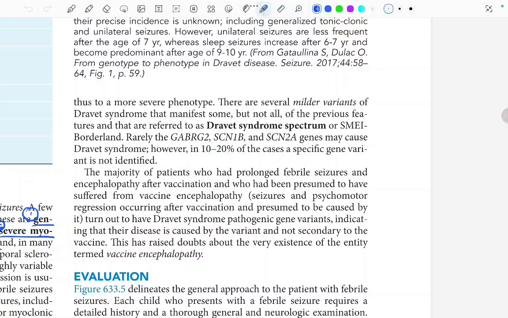The majority of the patients who had prolonged febrile seizures and encephalopathy after vaccination, and who had been presumed to have suffered from vaccine encephalopathy, seizures and psychomotor regression occurring after the vaccination and presumed to be caused by it, turn out to have Dravet syndrome pathogenic variants, indicating that the disease is caused by the variant, not secondary to the vaccine. This has raised doubts about the very existence of the entity vaccine encephalopathy.